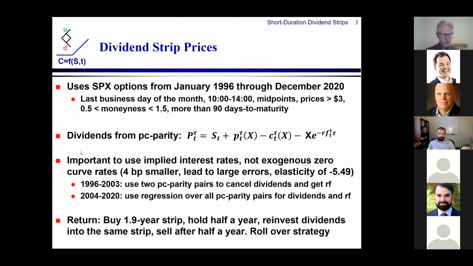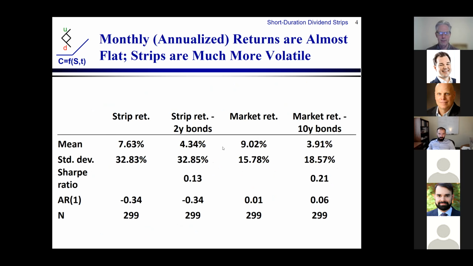At this stage, we have the strip prices, we have a strategy for rolling them over, and we are ready to investigate them a little bit. Now, what do we find? Well, first we find that the strip return at 7 and a little percent is somewhat smaller than the market return at 9%.